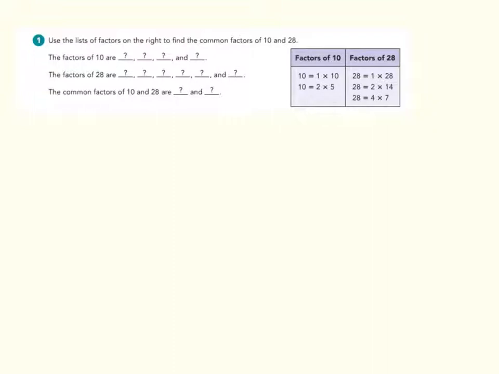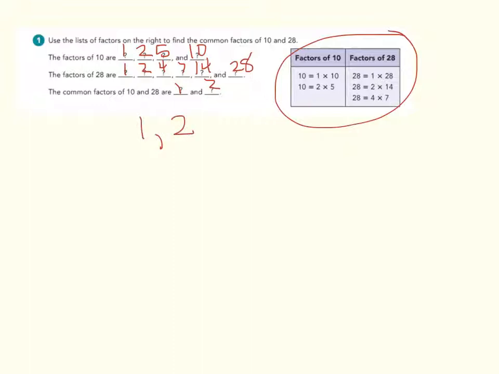Let's try another example together. Use the lists of factors to the right to find the common factors of 10 and 28. The factors of 10 are 1, 2, 5, and 10. The factors of 28 are 1, 2, 4, 7, 14, and 28. What factors do 10 and 28 have in common? Only 1 and 2. So the common factors of 10 and 28 are 1 and 2.